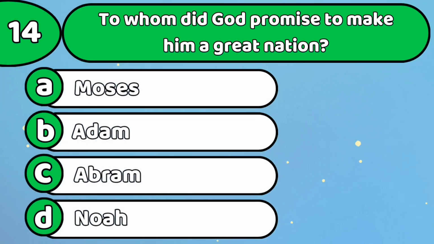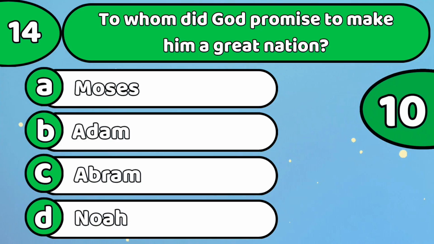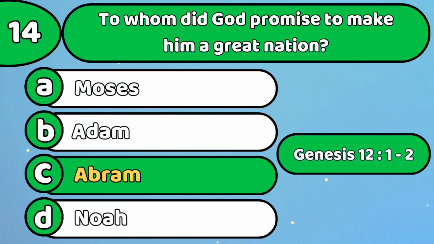Question 14. To whom did God promise to make him a great nation? A. Moses, B. Adam, C. Abram, or D. Noah? Time to think. Reference: Genesis chapter 12, verses 1 and 2.